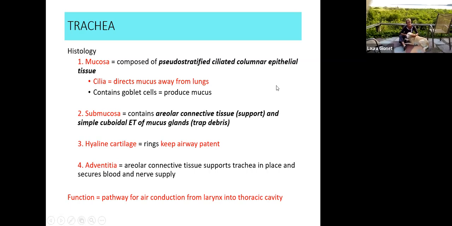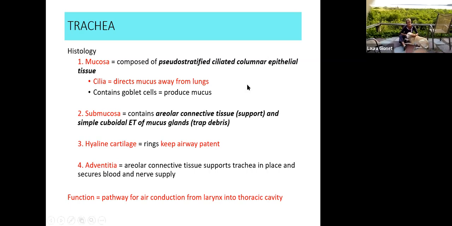Okay, so the first layer that's closest to the lumen is called the mucosa. It's composed of pseudostratified ciliated columnar epithelial tissue. The cilia direct mucus away from the lungs, and the goblet cells produce mucus onto the surface. But deep to this layer, we also have mucus glands that will also express mucus to the surface.